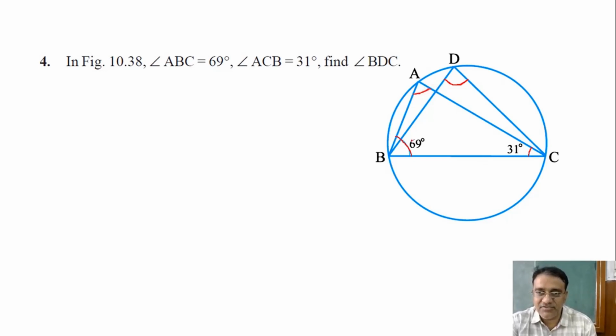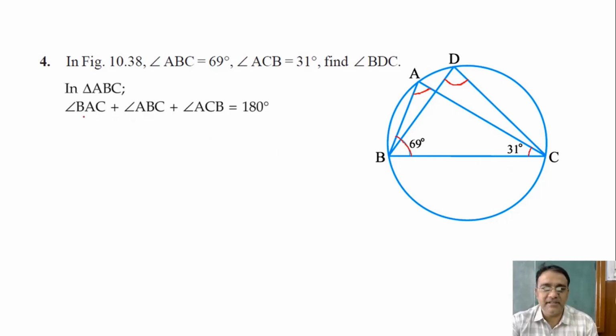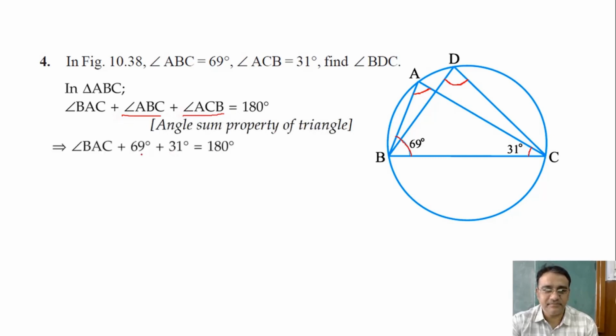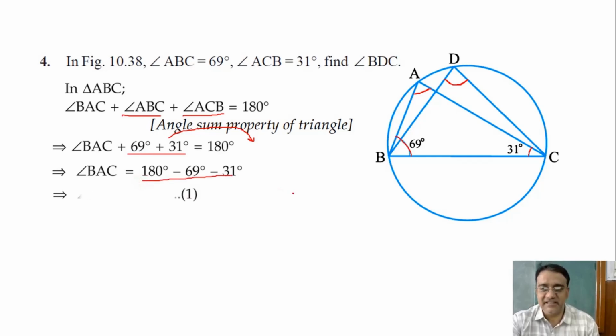Now what is the sum of these three angles? 180 degrees. Why 180 degrees? Angle sum property of a triangle. Very good. So in triangle ABC, the sum of these three angles is 180 degrees, in which this angle is 69 degrees and this angle is 31 degrees. So we add these two and get 100. After adding we can shift, or if you want to shift directly you can, so both will become minus, and 180 minus 100 is 80.